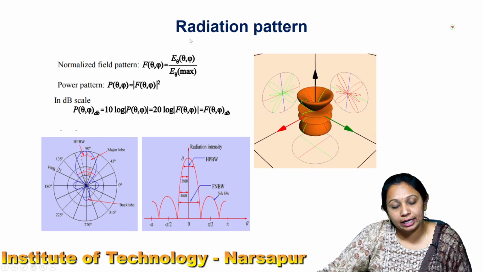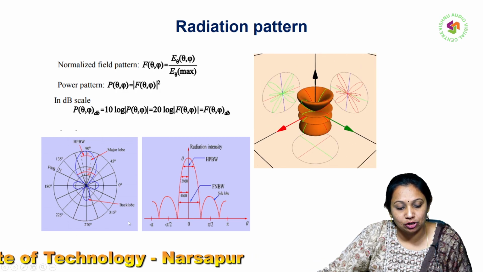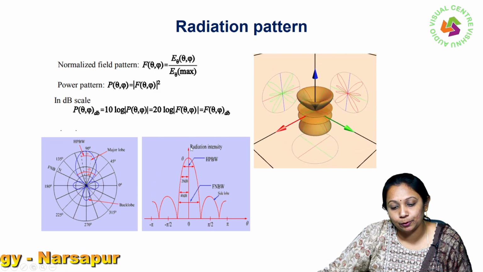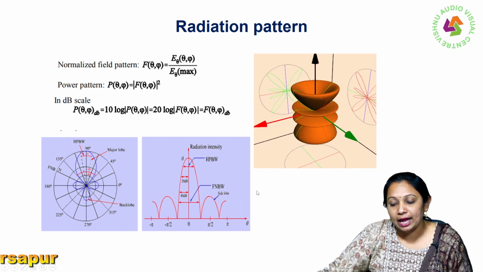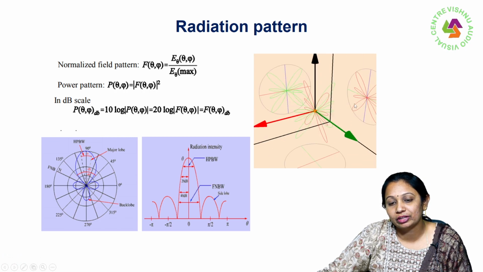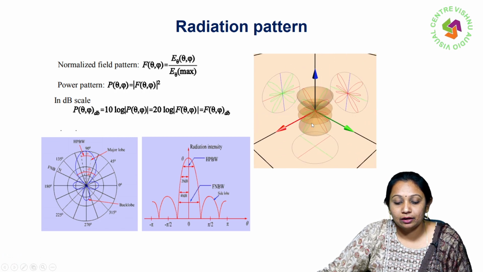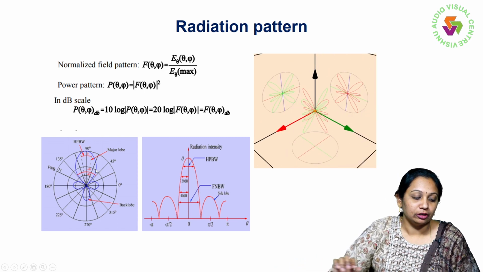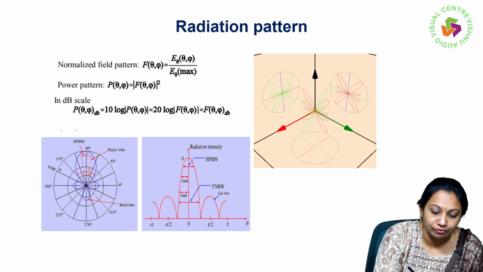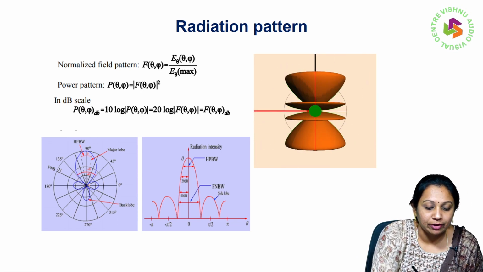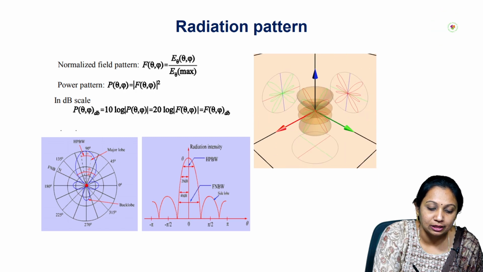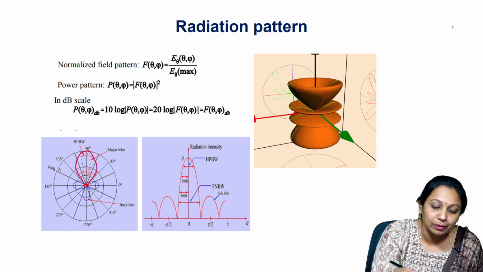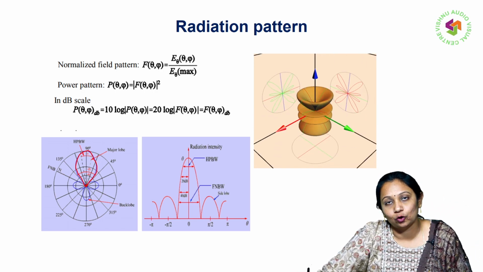If the radiation pattern is represented in a three-dimensional coordinate system, this is the view, and if it is represented in the polar coordinate system, this is the view. Here, let us consider the radiation pattern as a lobe shape. For example, if I place the source or the antenna in a three-dimensional coordinate system here, any practical antenna doesn't radiate equally in all directions.